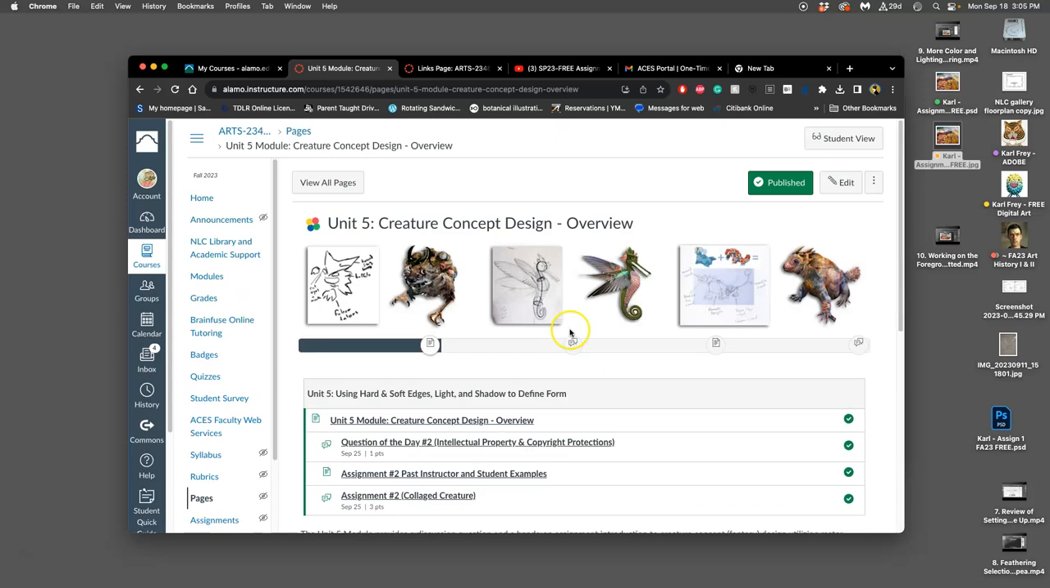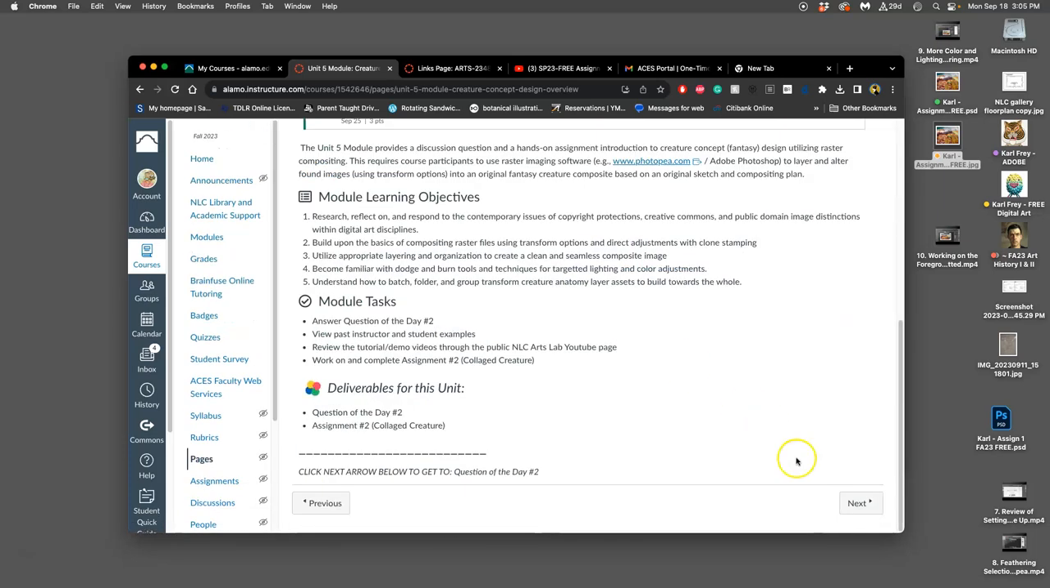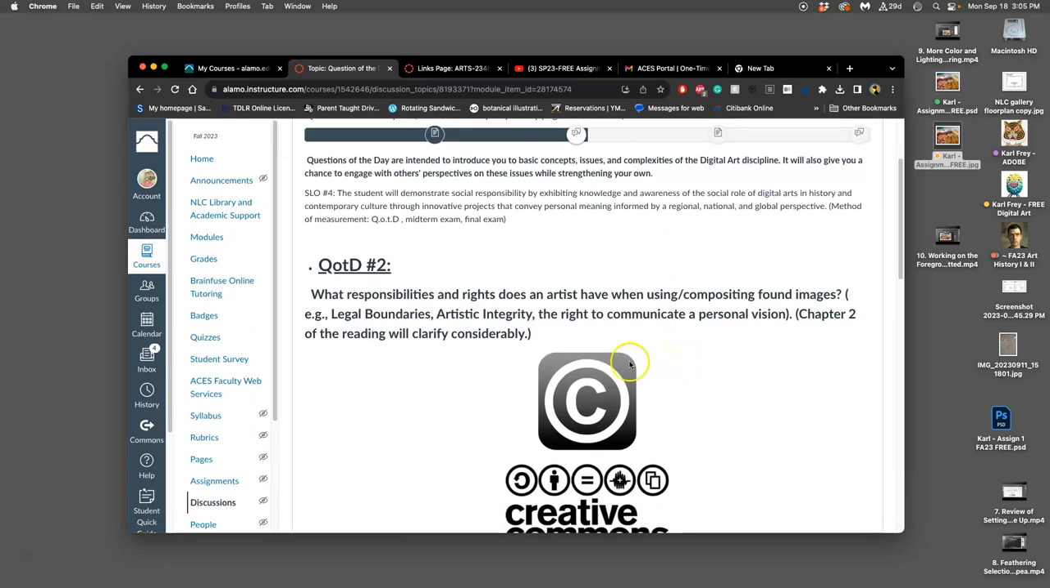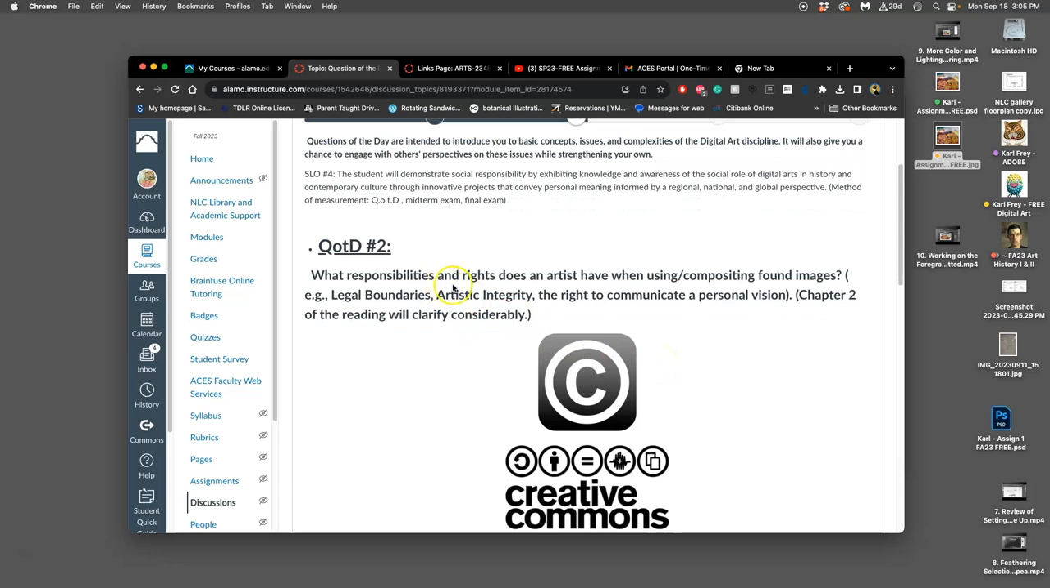As part of this unit, we have a question of the day. So let's look at that really quick. This question of the day, as we're continuing to work with compositing and other people's pixels, is the one that is informed by chapter 2. And you are required to read chapter 2. It's in our course outline.